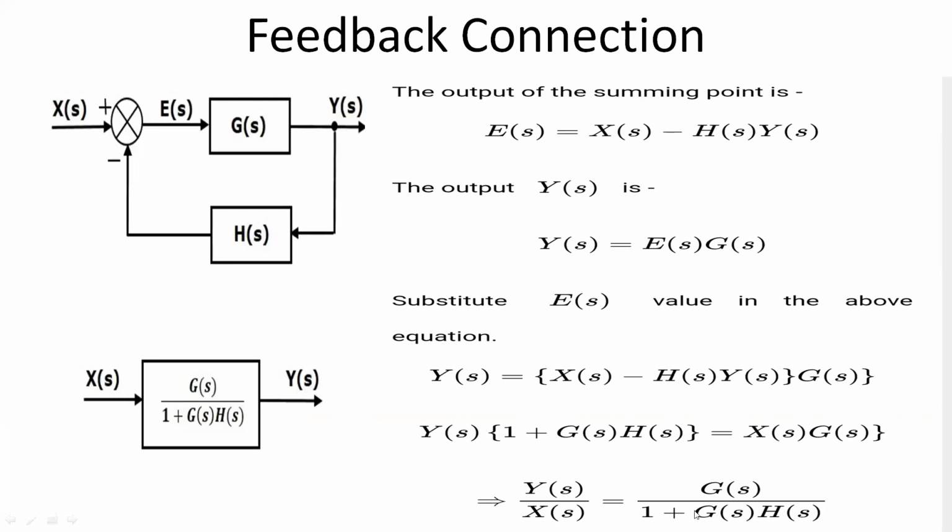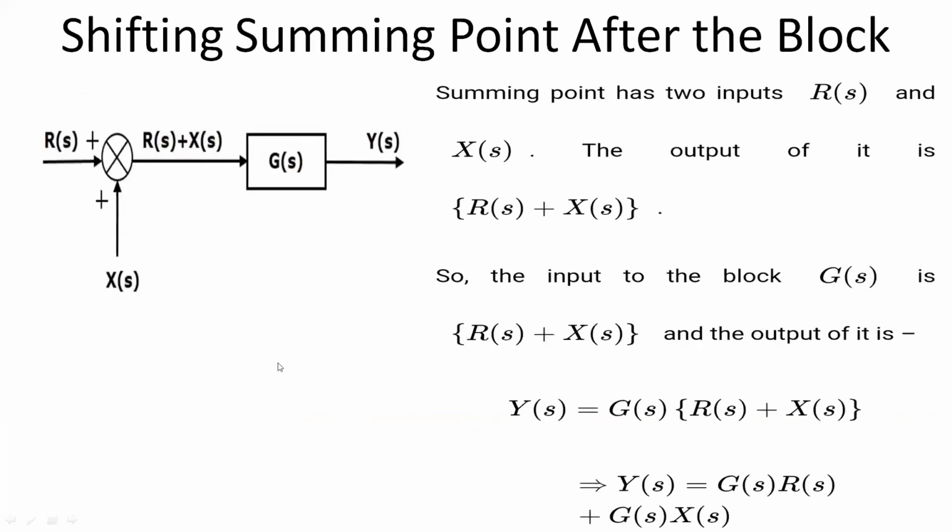If you take the positive feedback, we will get Y(S) by X(S) is nothing but G(S) by 1 minus G(S) into H(S). That's the basic difference. For a negative feedback, we get 1 plus G(S) into H(S), whereas for a positive feedback, we get 1 minus G(S) into H(S).